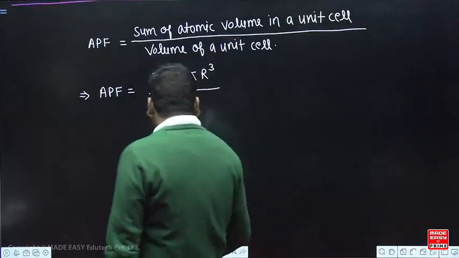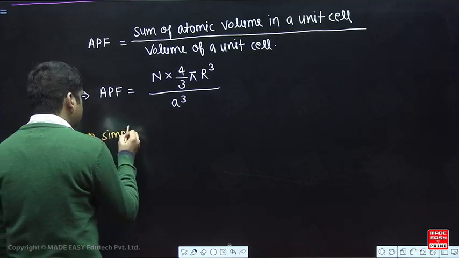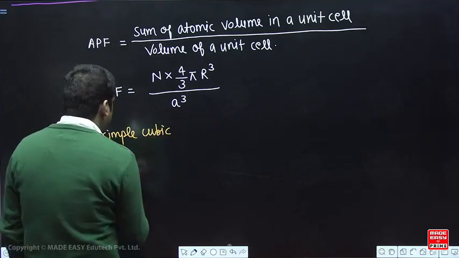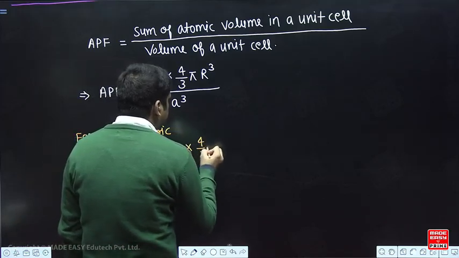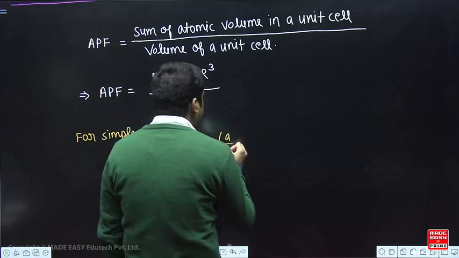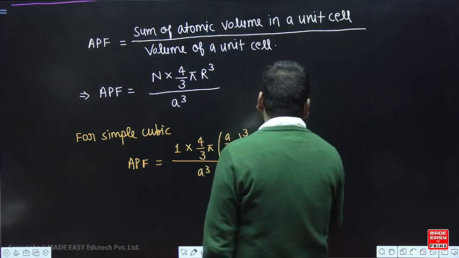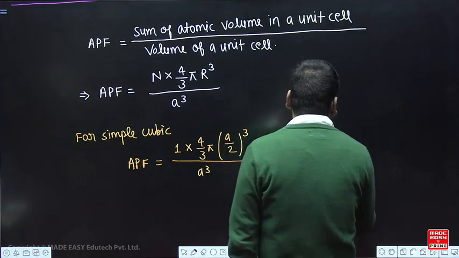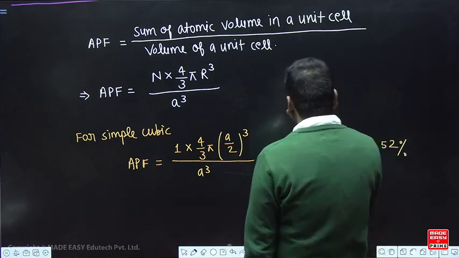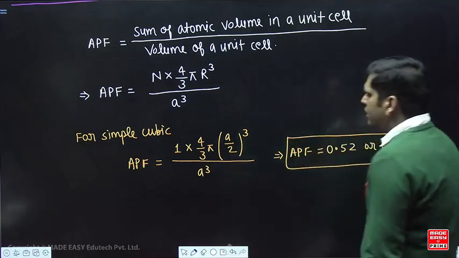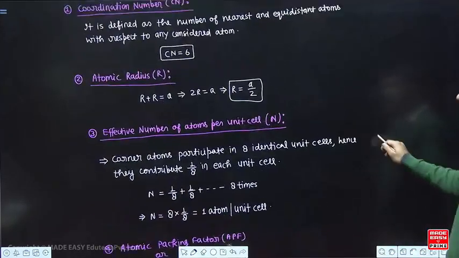Now for simple cubic, if I calculate this value, APF is equal to, n is how much? 1, 4 by 3 pi, r we have calculated a by 2 whole cube, divided by a cube. So from this APF will come out as 0.52 or 52%. It means 52% volume of each cell is occupied by the atoms and remaining 48% volume is void. Yes, it is true.